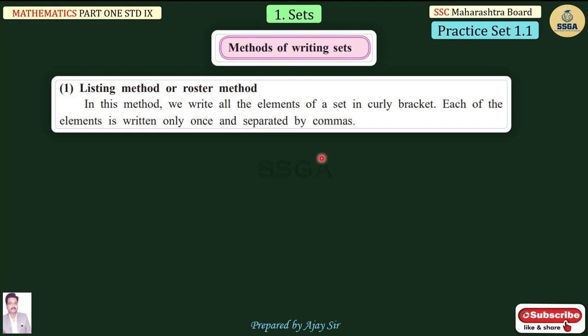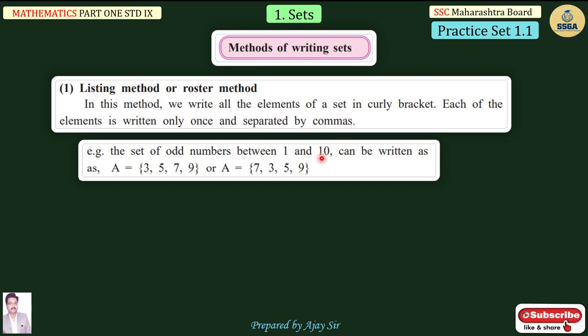Only once, that element we have to write. For example, the set of odd numbers between 1 to 10 can be written as A is equal to all odd numbers from 1 to 10 we have to write, that is 3, 5, 7, 9.